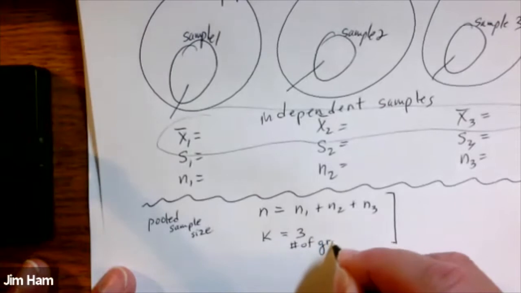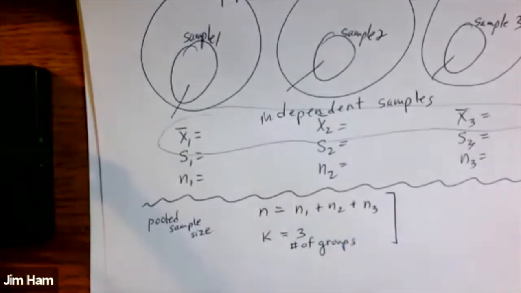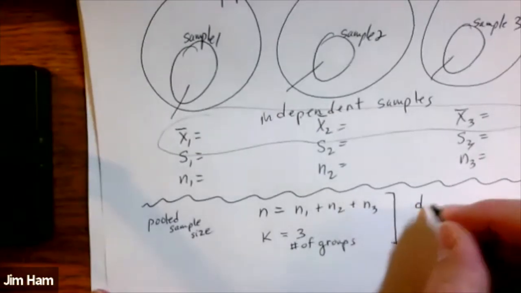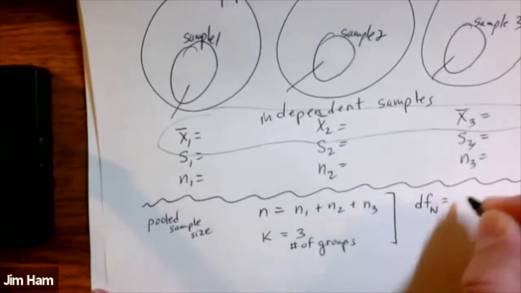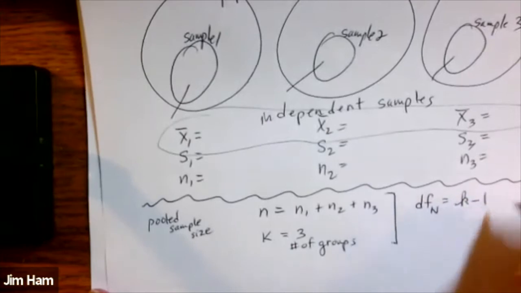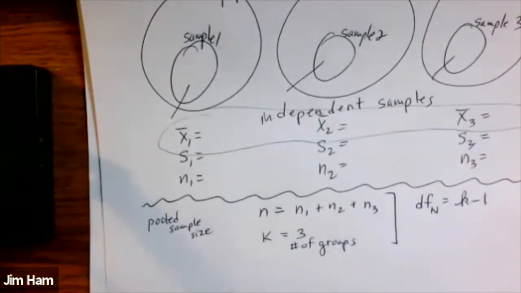And it's from these two that we identify the degrees of freedom. And there are 2. The degrees of freedom in the numerator is going to be equal to k minus 1, the number of groups minus 1. It's always going to be a whole number because the number of groups is always a whole number. And it's going to be a relatively small number.